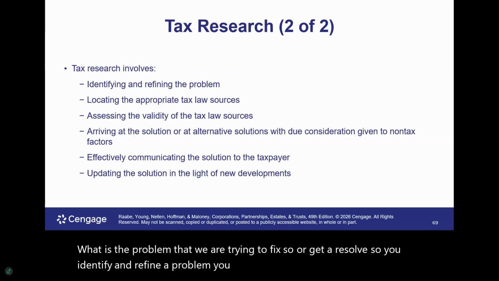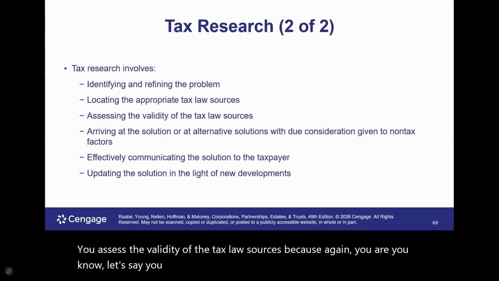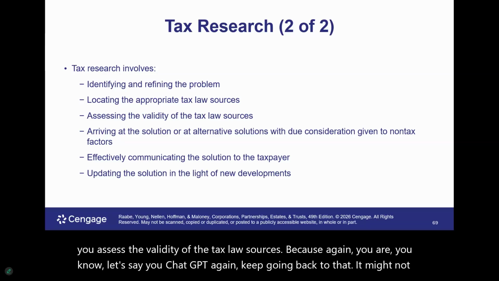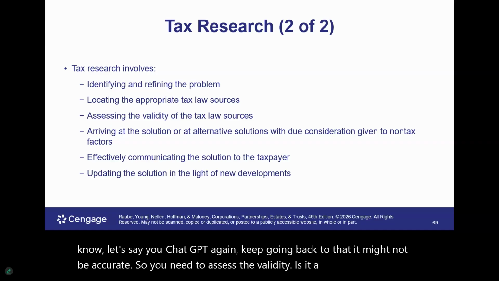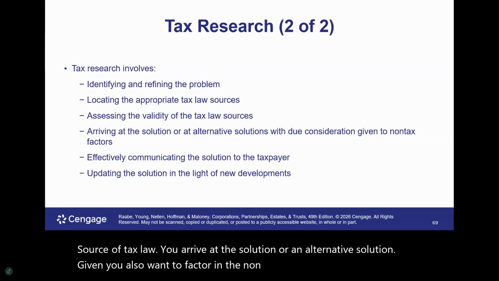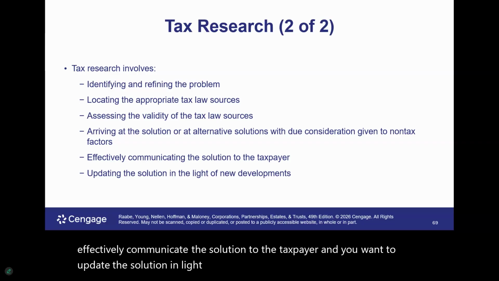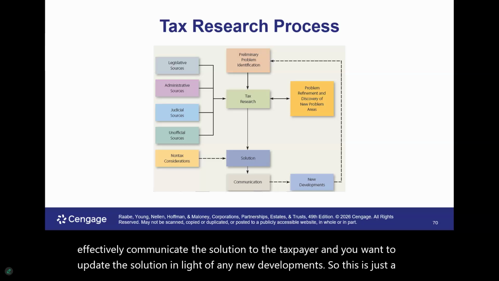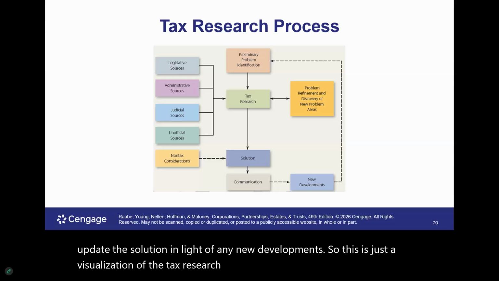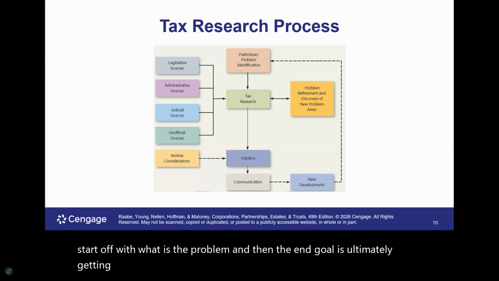You locate the appropriate tax law sources. You assess the validity of the tax law sources. Because again, let's say you use ChatGPT, and I keep going back to that, it might not be accurate. So you need to assess the validity. Is it a primary source of tax law? You arrive at the solution or an alternative solution, and you also want to factor in the non-tax factors. Then you want to effectively communicate the solution to the taxpayer, and you want to update the solution in light of any new developments. So this is just a visualization of the tax research process. The key thing is you want to start off with what is the problem, and then the end goal is ultimately getting to some type of resolve.